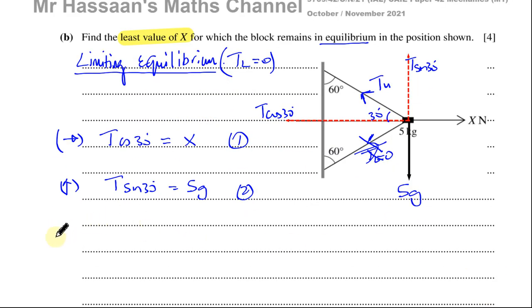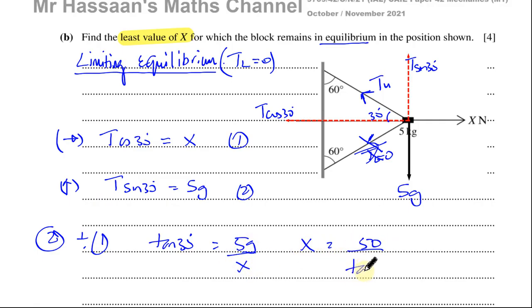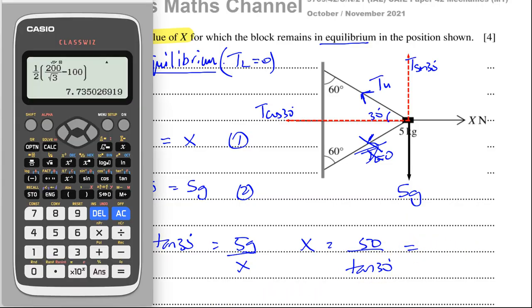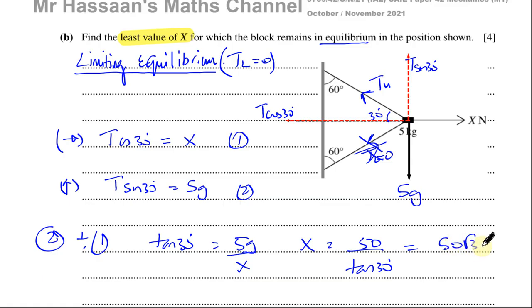I can do equation 2 divided by equation 1, and the t's will cancel out. I'll be left with tan 30 is equal to 5g over x. Therefore, x is equal to 50 over tan 30. And we can find the answer to that. We are in degree mode, yes, 50 over the tangent of 30. And that gives you 50 root 3, 50 times root 3 newtons.